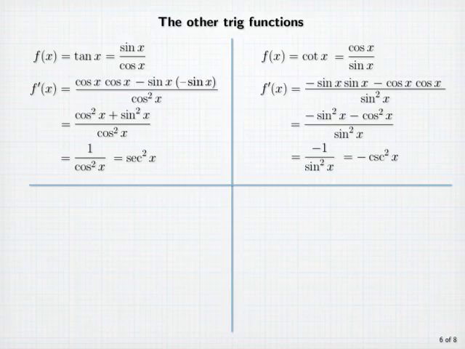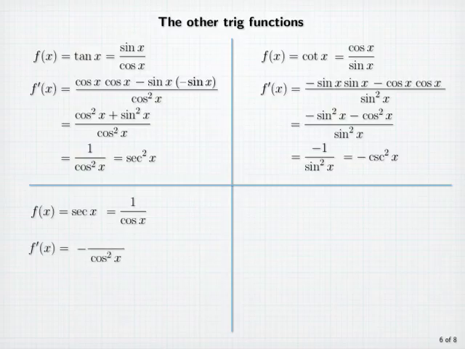Now let's look at secant x. Secant x is the same as 1 over cosine x, and to compute the derivative we'll use the reciprocal rule. We have minus 1 over cosine squared x times the derivative of cosine x, which is minus sine x. Now we'll rewrite this as 1 over cosine x times sine x over cosine x, and recognize that this is the same as secant x times tangent x.